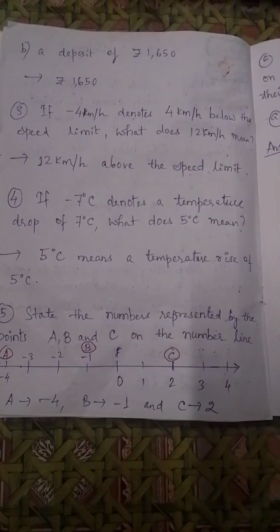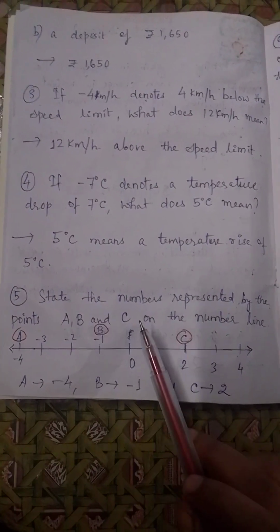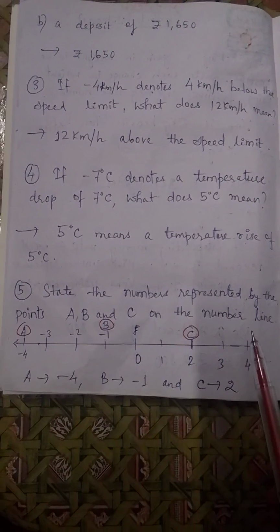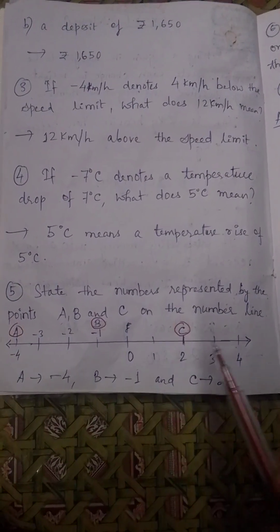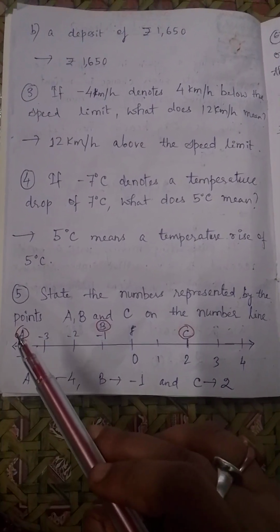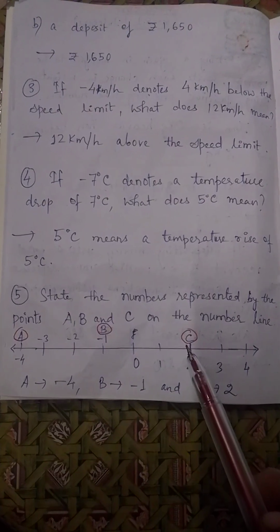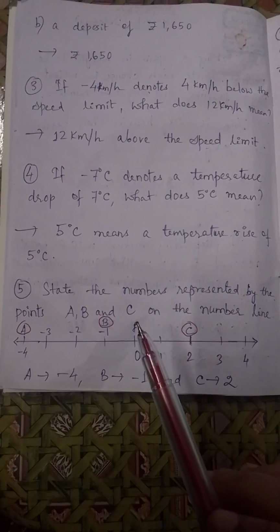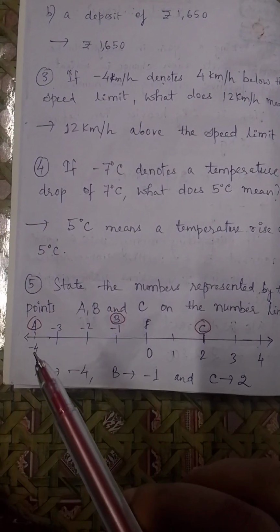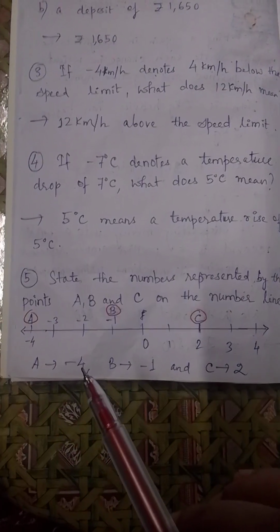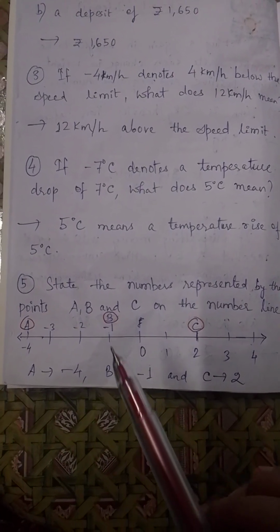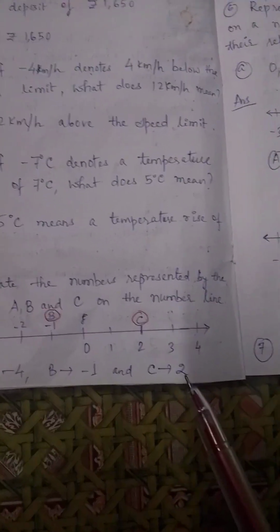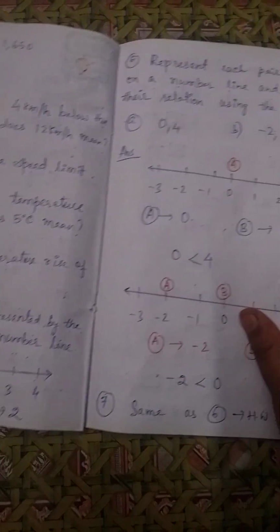So in the next step, next question. State numbers represented by the points A, B and C on the number line. A number line is given in the question, and they have given 3 points A, B and C. Now you have to state the number which A, B, C are representing on the number line. So A is representing which number? It is minus 4. So you write A is minus 4. Then B is representing which number? It is minus 1. And C is representing which number? It is given C is 2. Okay.